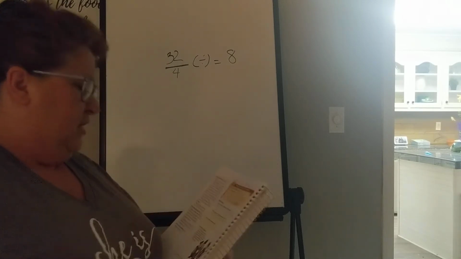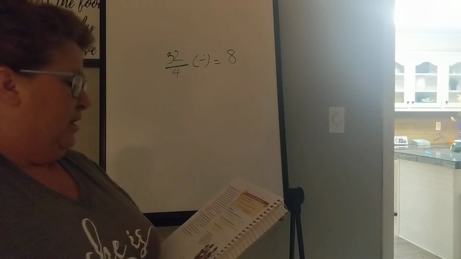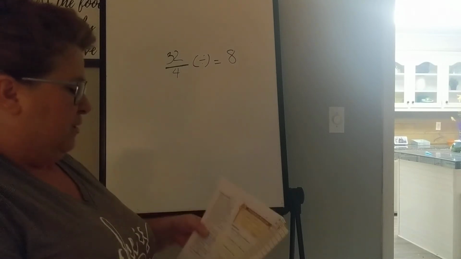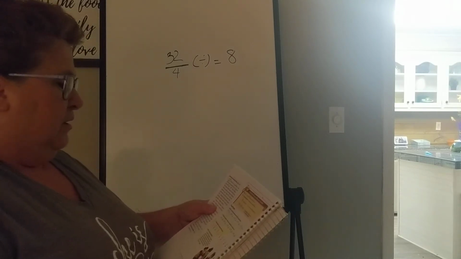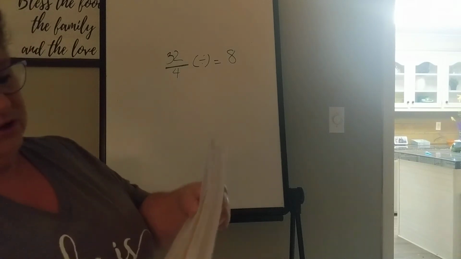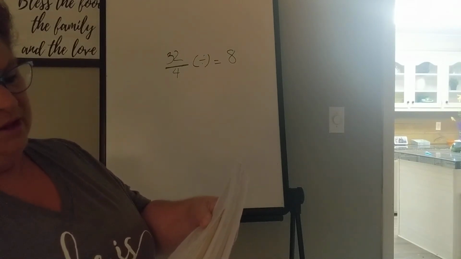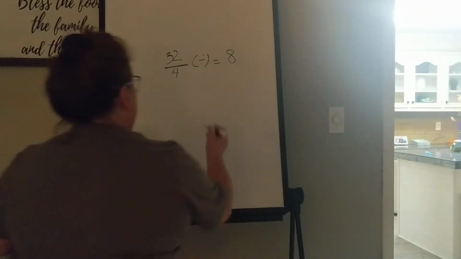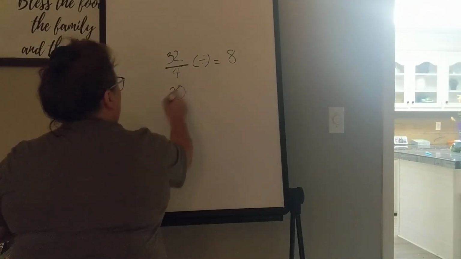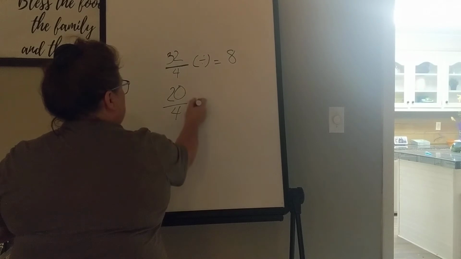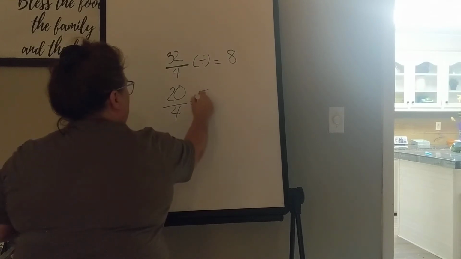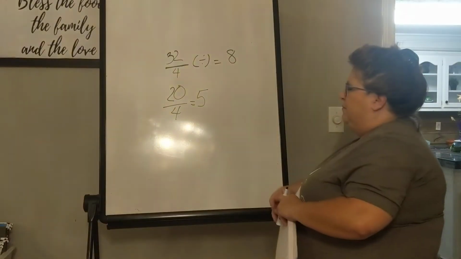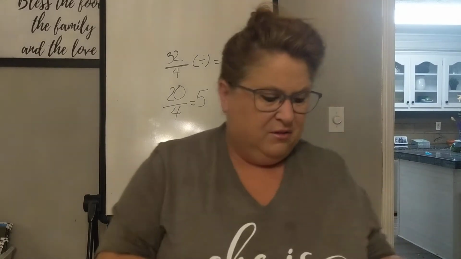So look in section 1 on page 121, and your first problem is, oh gosh, I'm so sorry, I'm having a hard time seeing this. 20 over 4. So 20 over 4 would be the same as saying 20 divided by 4, which would be 5. So that is how we're going to do those problems. We're going to use our fraction bar as a division sign.